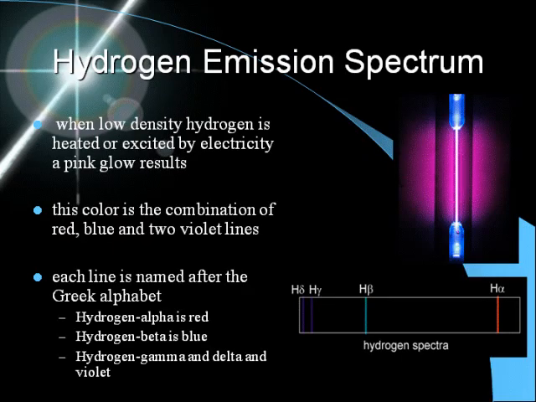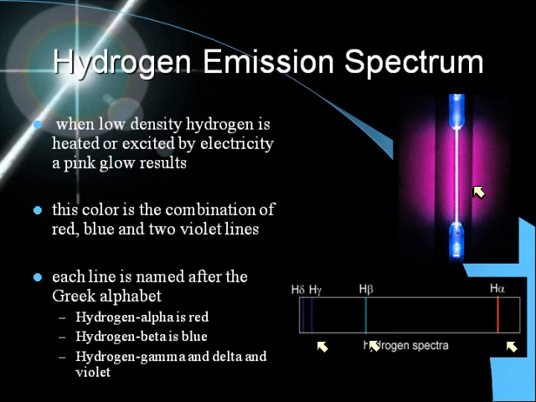So again, looking at the hydrogen emission spectrum, if we take a tube of hydrogen and we excite it by putting electricity through it, like in this tube right here, it has this almost pinkish, or more properly, magenta glow to it. That is a combination, again, of the red light, the blue-green light, and the violet light. And that produces that very distinct color.